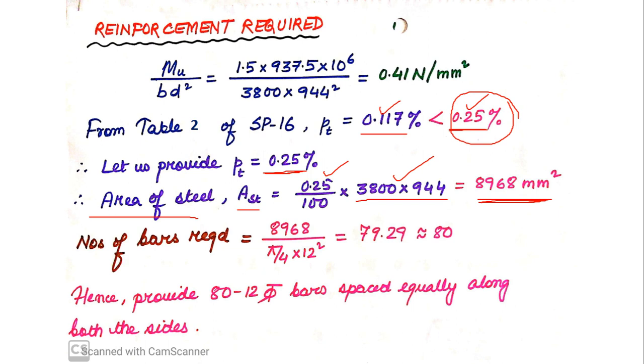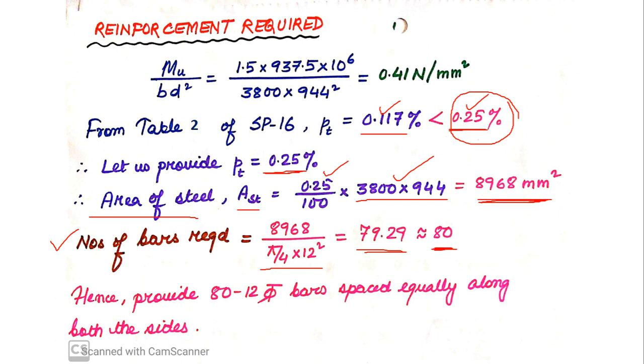So you can see I can calculate the number of bars that is required. 8968 divided by pi by 4 into 12 square will give you the number of reinforcement required at the bottom. So I need 79.29, that means I need 80 numbers of 12 mm bars at the bottom.